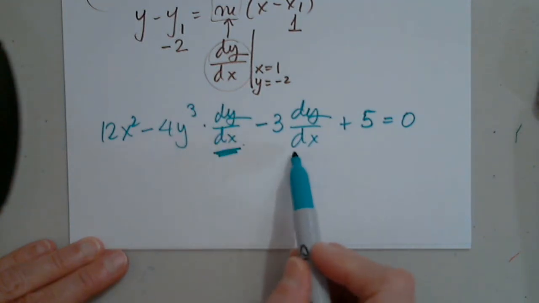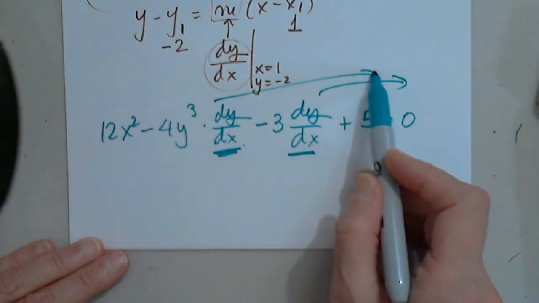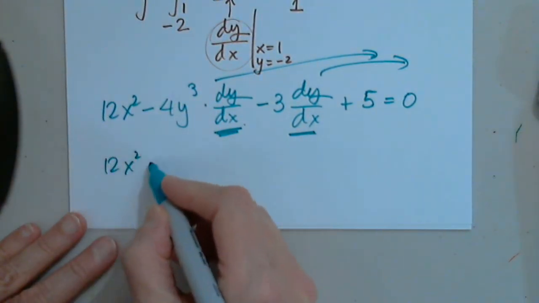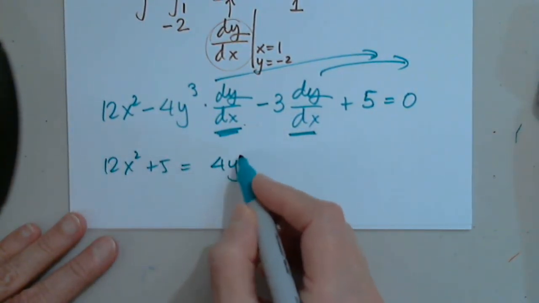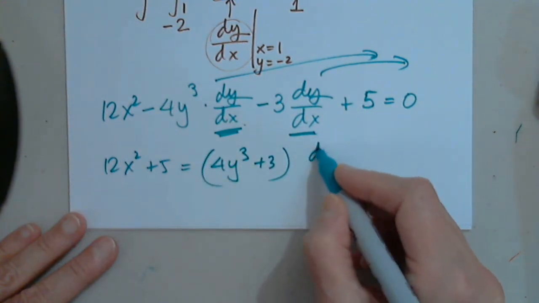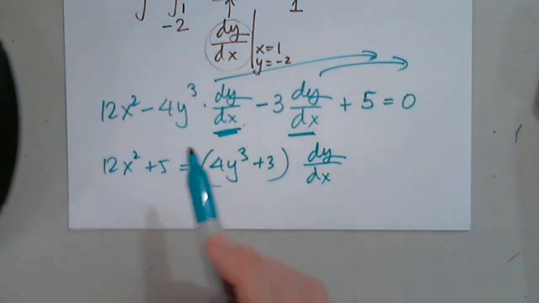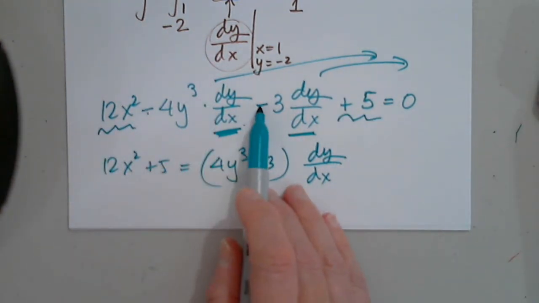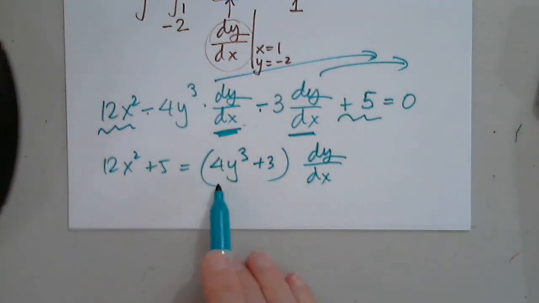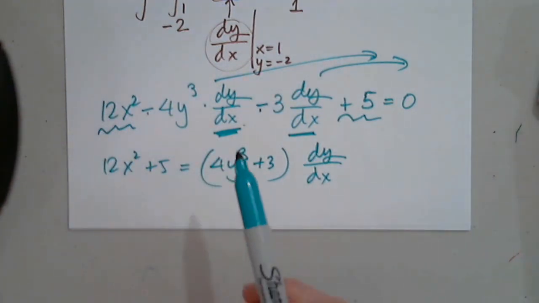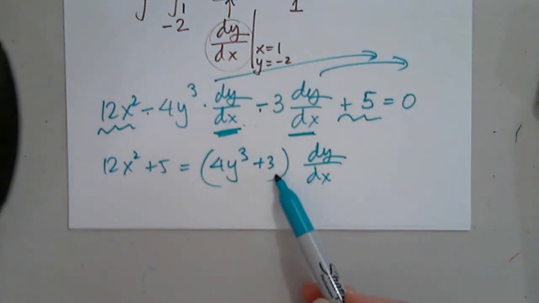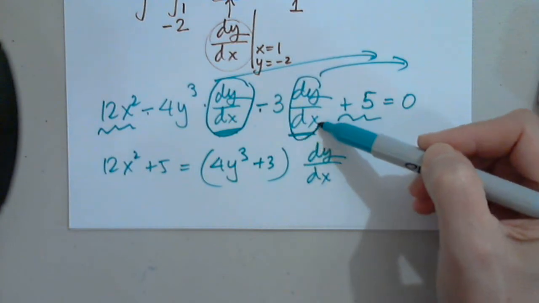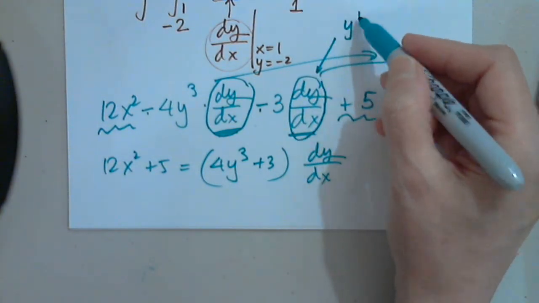And 0 prime? 0. Very good. So these two terms will go to the other side, and I will factor out dy over dx. So 12x squared plus 5 equals 4y cubed plus 3 times dy over dx. So one more time, I kept this here and this on this side. Because these were negative, I moved them to the other side and had to change their sign. So I have 4y cubed plus 3, and I factored out the variable. Again, if you want to write it as y prime, it's fine too.